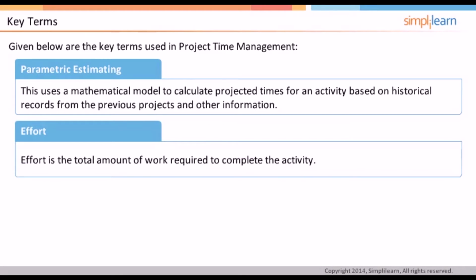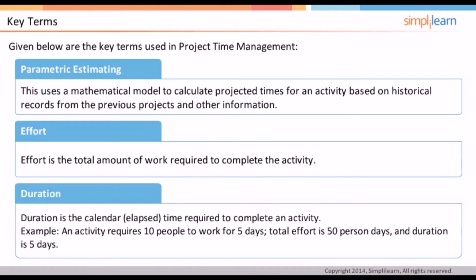Effort is the total amount of work required to complete the activity. Duration is the amount of time it takes in terms of elapsed or calendar days. If you have an activity that requires 10 people to work for 5 days, the total effort is 50 person days, but the duration is only 5 days.